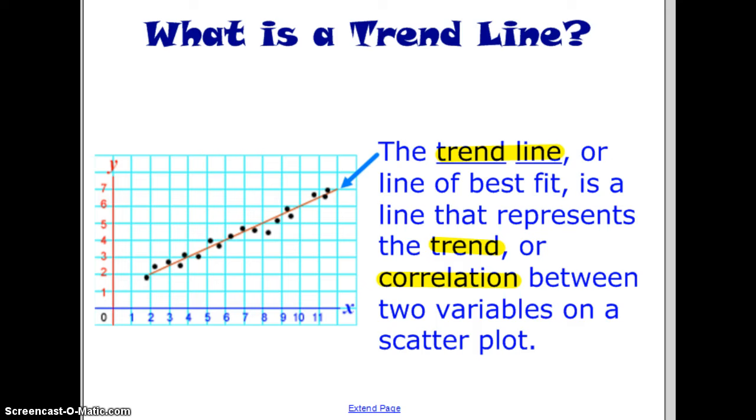What is a trend line? A trend line, or a line of best fit, is a line that represents the trend or correlation between two variables on a scatter plot. Your highlighted words are what need to be filled in on your recording sheet.